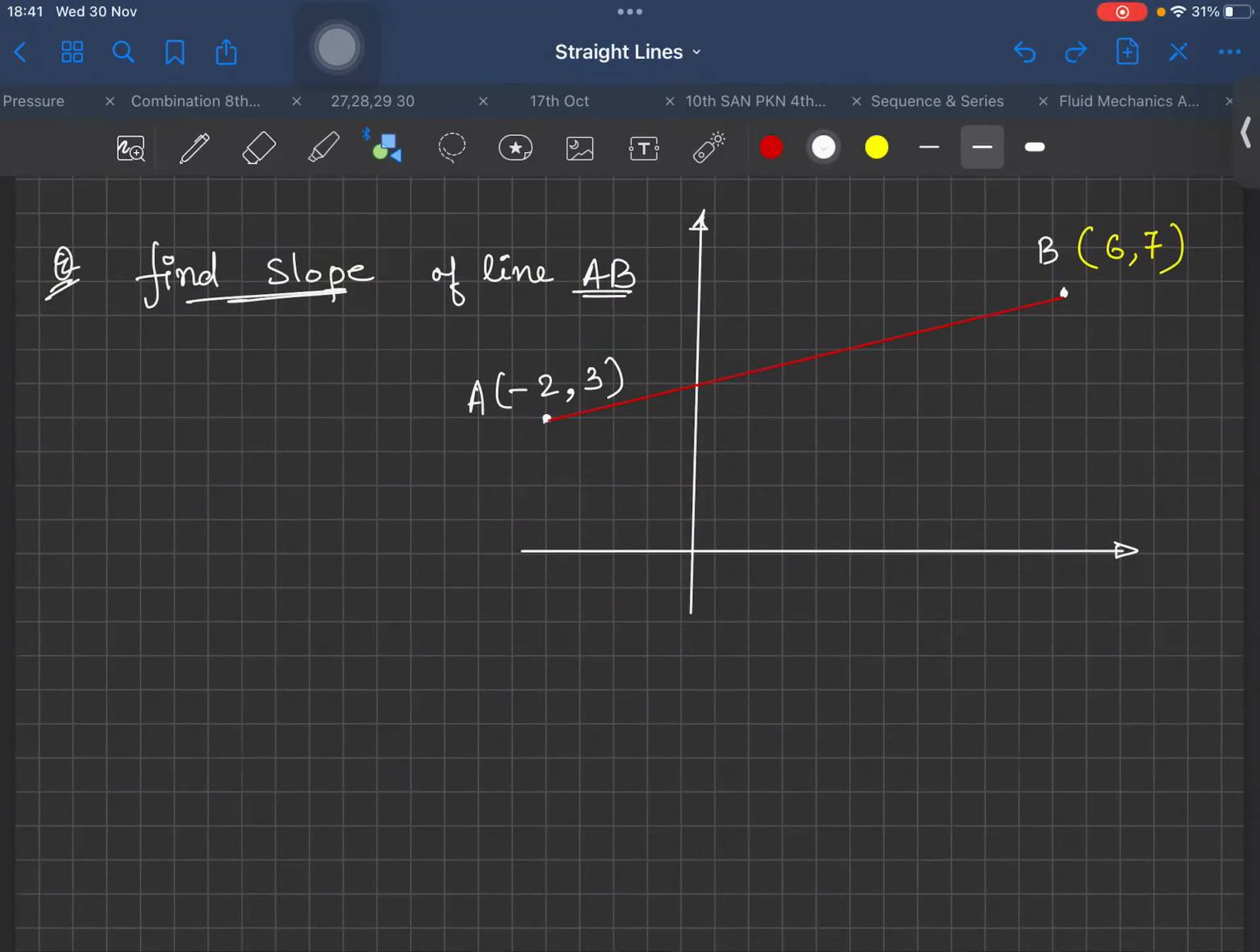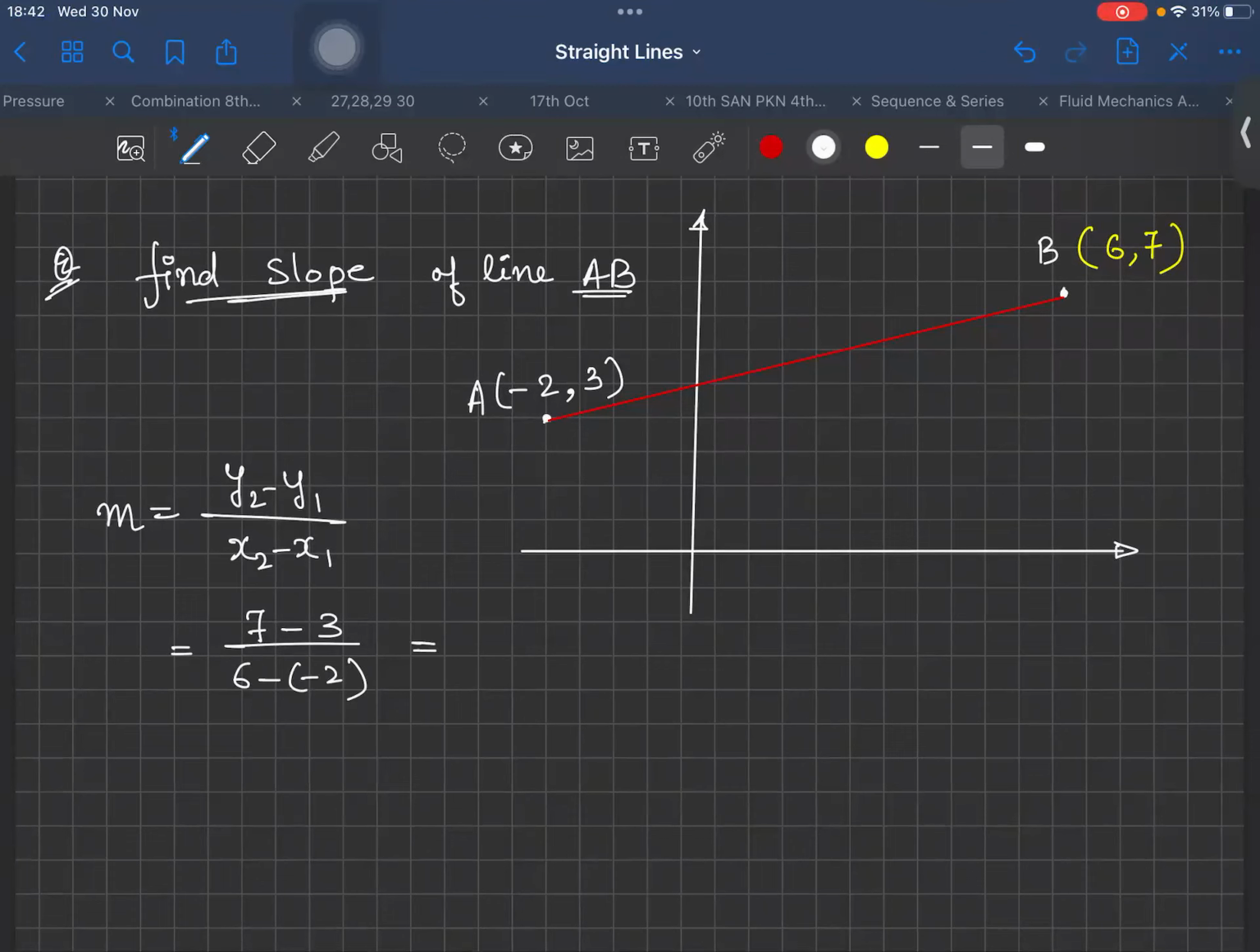Okay, Shreya, look at the board. Now, what is y2? You take any A, B, it doesn't matter. You can take whatever you want, but x2 also you will take the same. So let's say 7 is y2 minus y1. Y1 is how much? Shreya? 3. X2 is how much? 6 minus -2. You will always write like this. Okay, that's the way you should write it. Okay, now this will be how much? 4 upon that is equal to 1/2. Slope m is equal to 1/2.